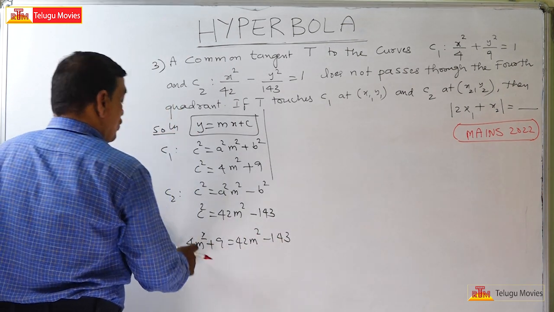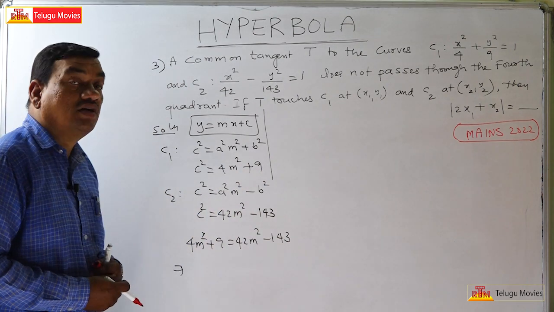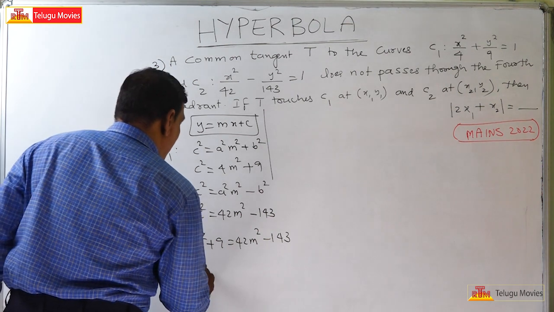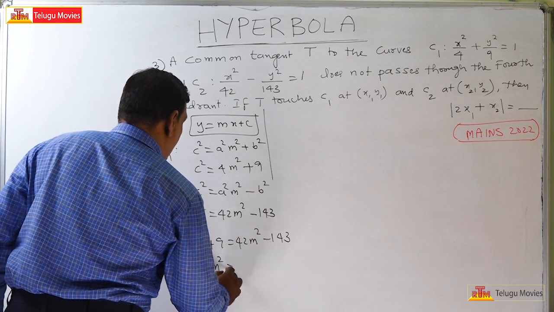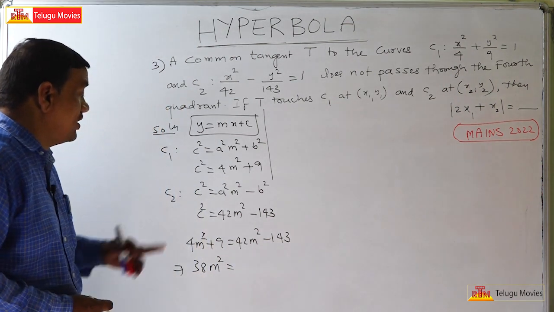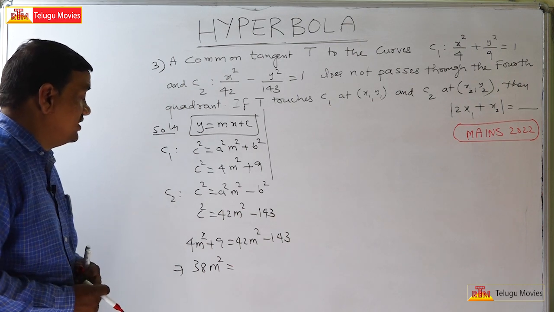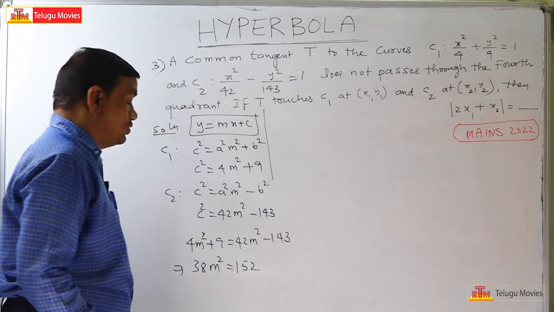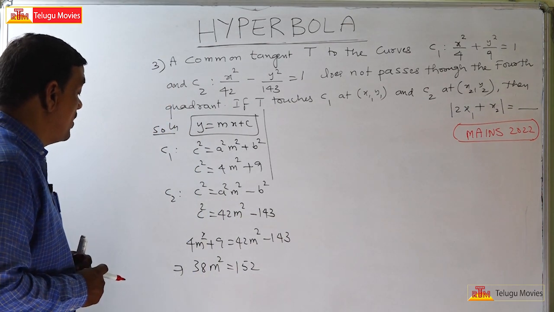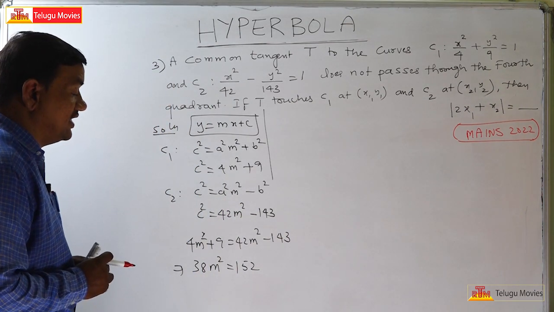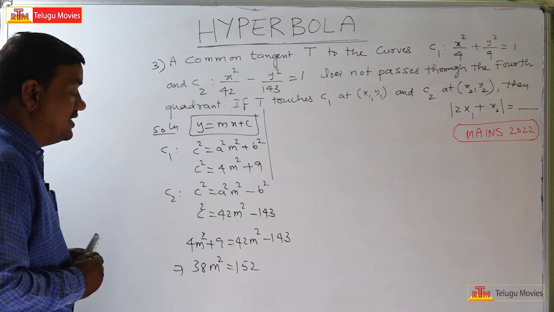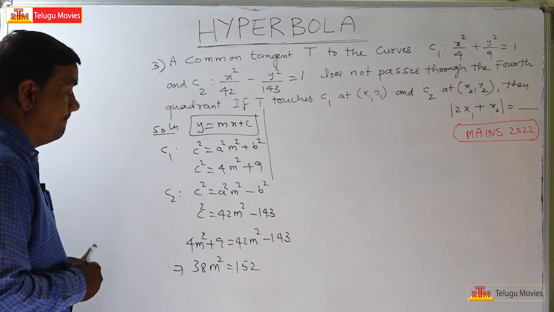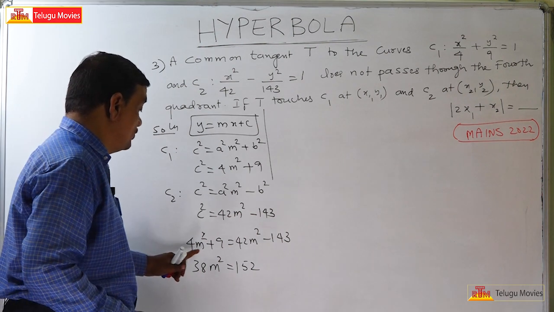So 4m square, take to that side, 42m square minus 4m square. So that is equal to 38m square. 143 comes this side. So this is equal to 152. So 38m square is equal to 152. Therefore, let us check the answer. So therefore, m is equal to how much?